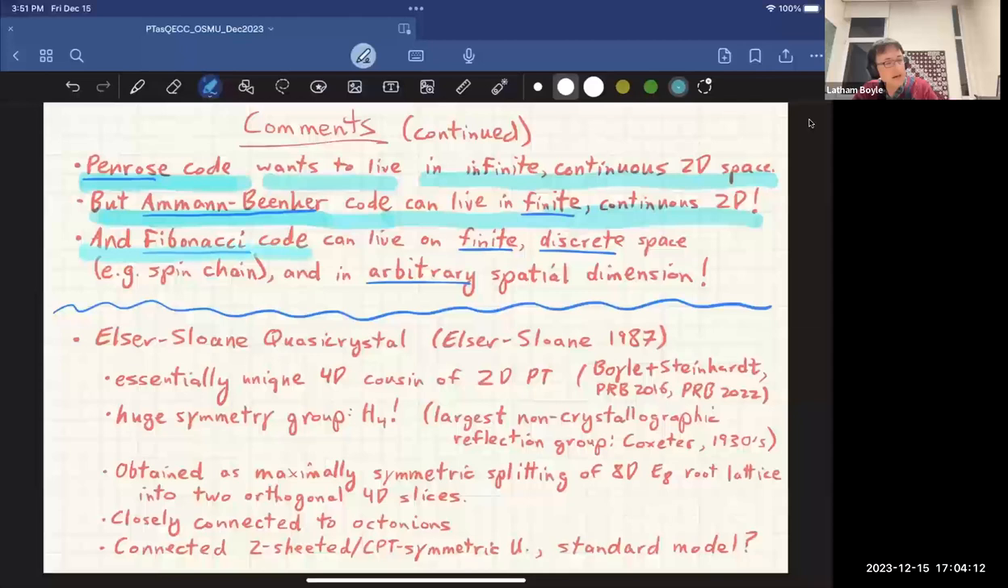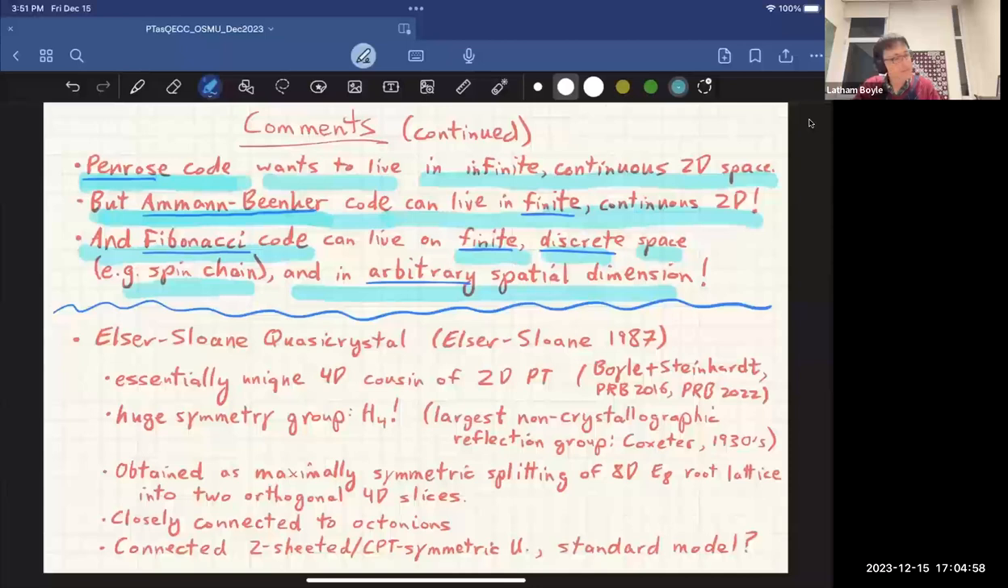And then the 1D Fibonacci code, well, actually, it goes even further. It can live on a finite discrete space, like, for example, a chain of spins living on a one-dimensional lattice. And moreover, that code can be generalized to live in arbitrary spatial dimension. This is maybe a continuation of the previous point about it maybe giving some insight into the relationship between microstates and the macroscopic geometry they correspond to. There's this interesting phenomenon where different versions of this code built from different tilings sort of intrinsically generate a space, this or that spacetime that they want to live in, or they pick a spacetime that they want to live in.